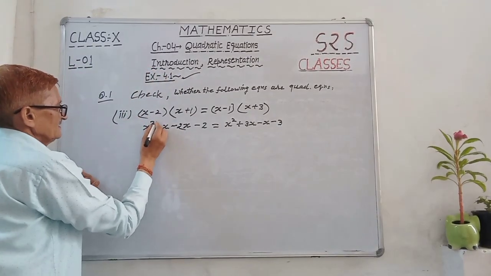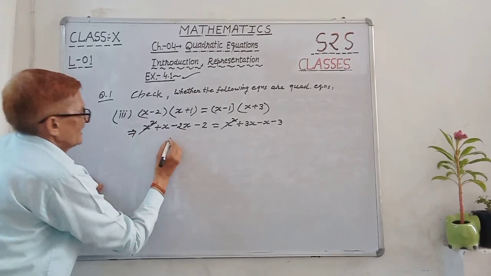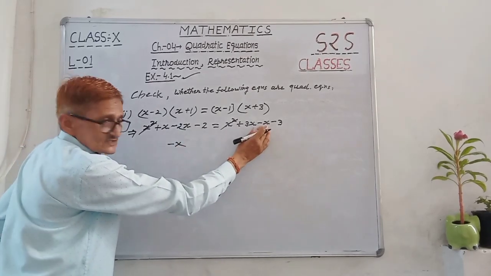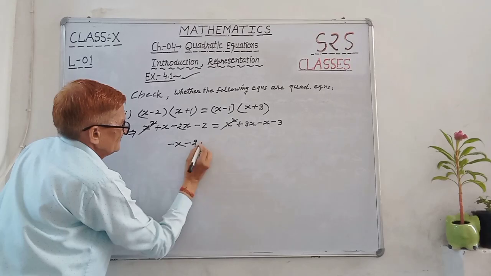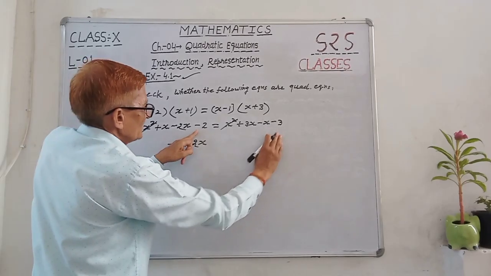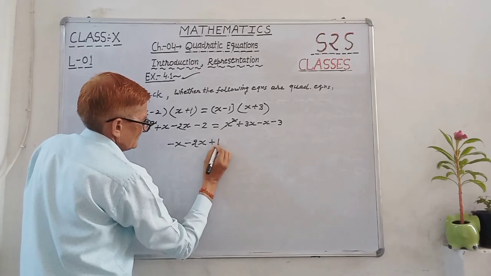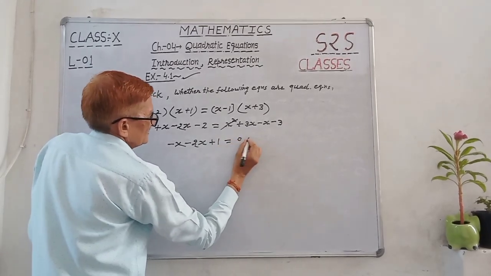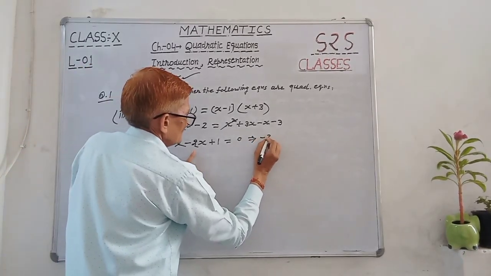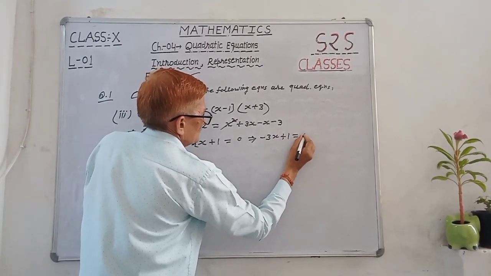Okay, take one side: x square, this side will come minus, cancel out. Then x minus 2x minus x, and this side 3x minus x, 2x will come to this side, minus 2x. And then this number minus 2 and this number will come plus 3 to this side, so plus 3 minus 2 means plus 1 is equal to 0. Then this implies minus 3x plus 1 is equal to 0.